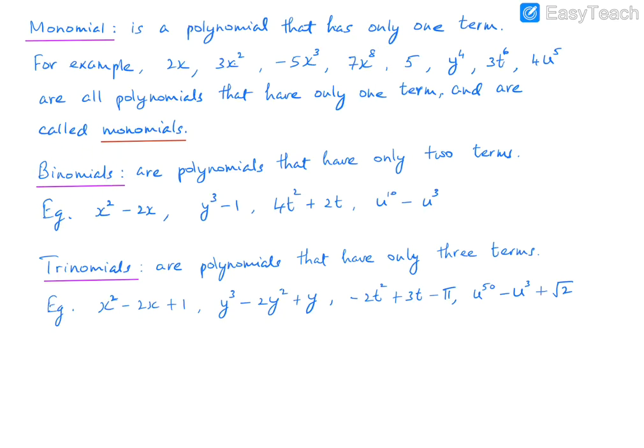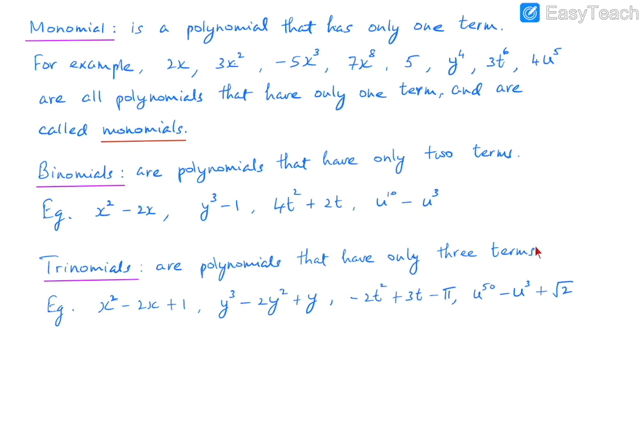Similarly, if the polynomial has three terms, we will call it a trinomial. It has three terms and one of the terms can be the constant term, like we have 1 here, or minus pi here, or root 2 here. So we can have the constant term be any number. The only thing the polynomial should satisfy is that the exponents should be whole numbers. The other numbers can be any numbers, it doesn't matter. As long as all the exponents in the polynomial are whole numbers, we will call it a polynomial.